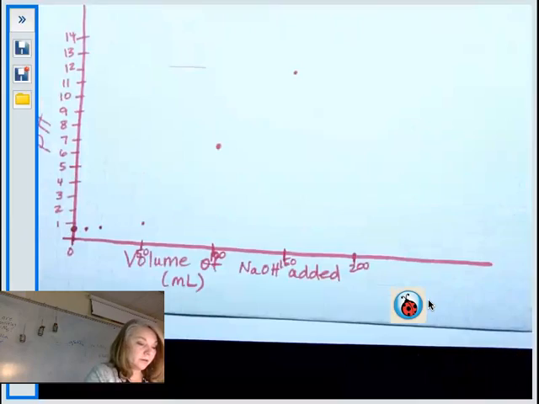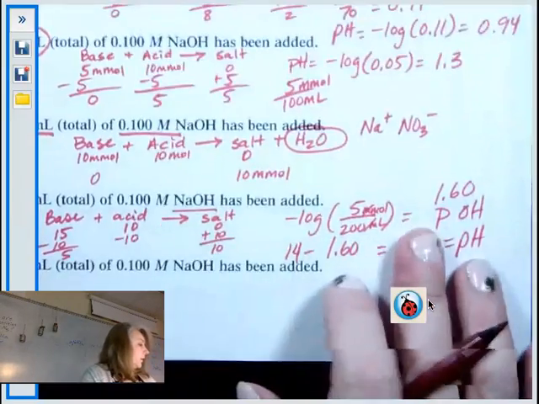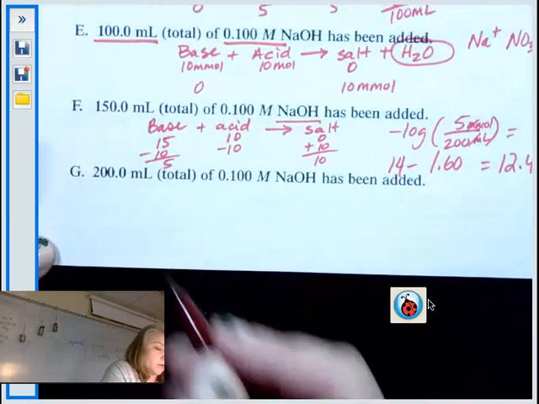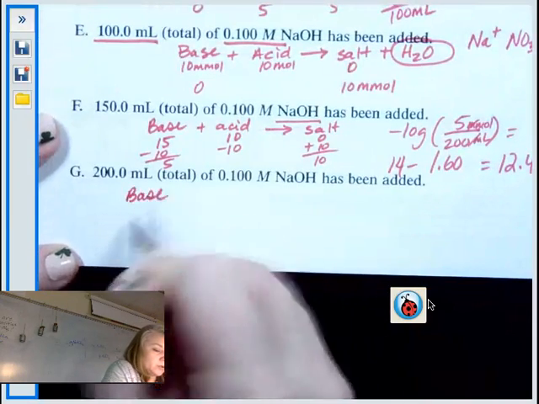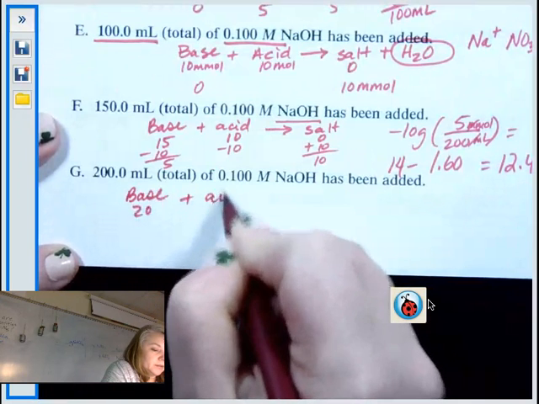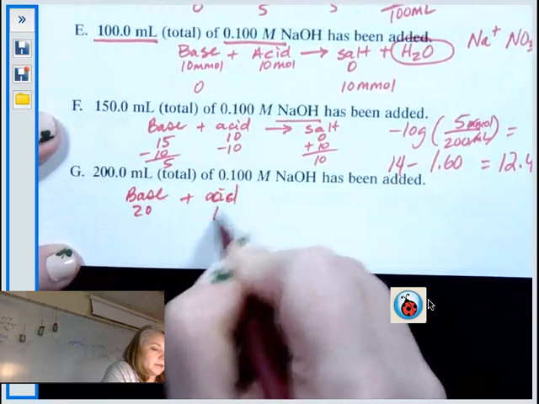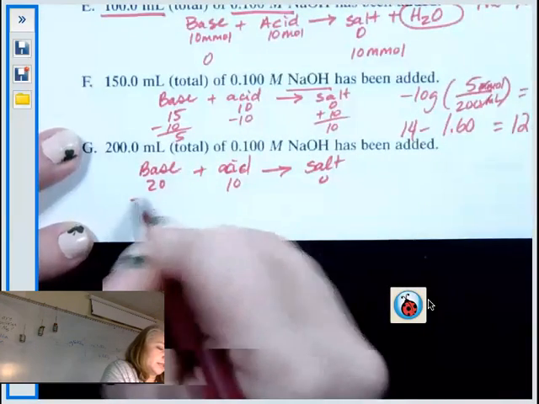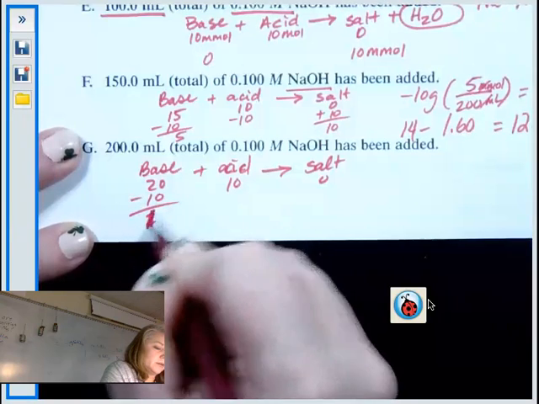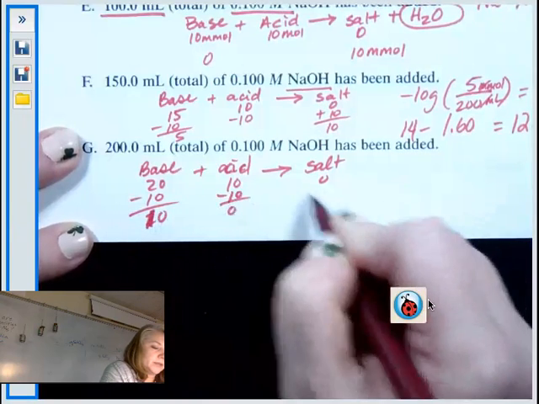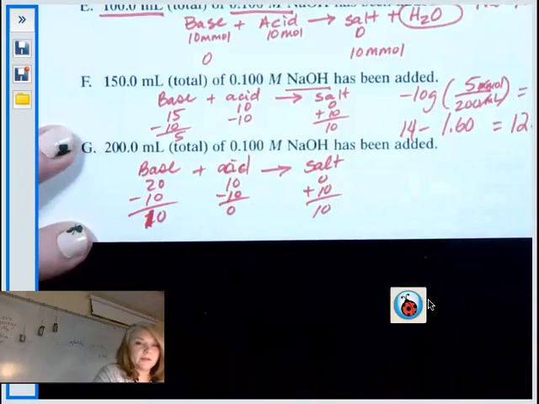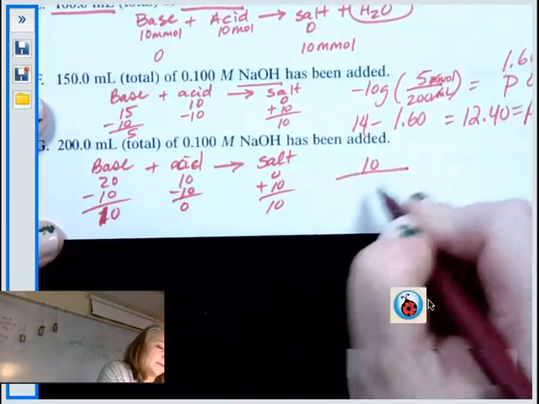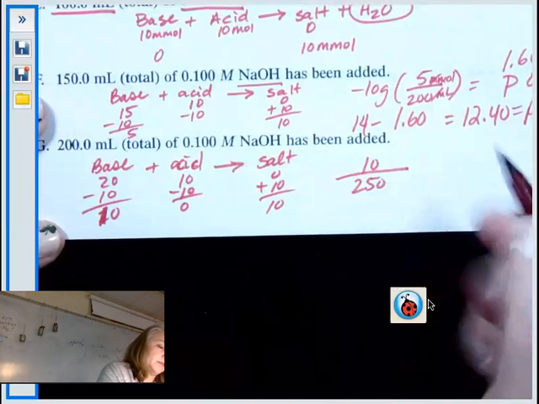Okay. Now we have one more, and let's see what that is. Okay, so we have 200 milliliters. So base, we're starting out with 20 millimoles. Acid, we have 10. Salt, 0. So minus 10, we have 10 left. Minus 10, 0. Plus 10, 10, but we don't care at this point. Okay. So this time 10 divided by 250, good. 0.04.